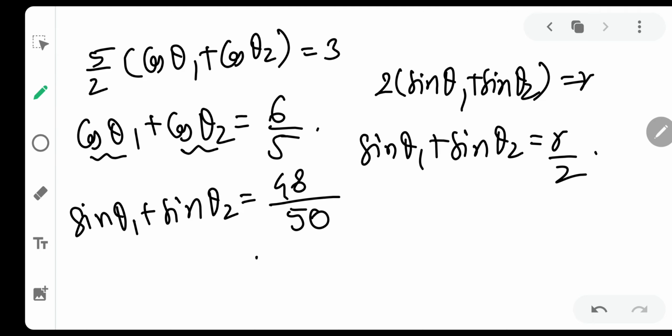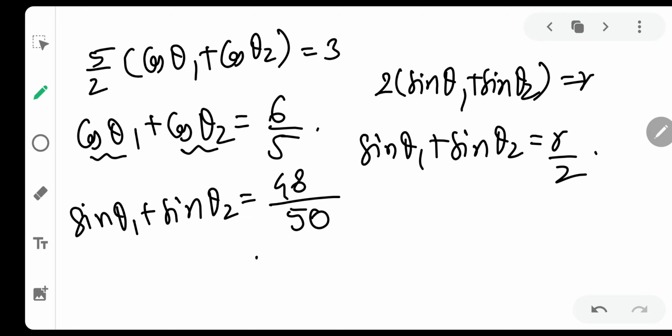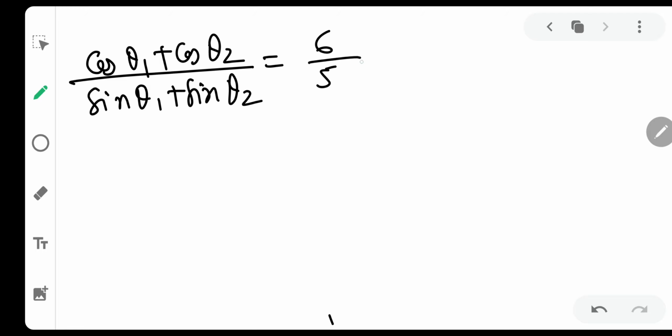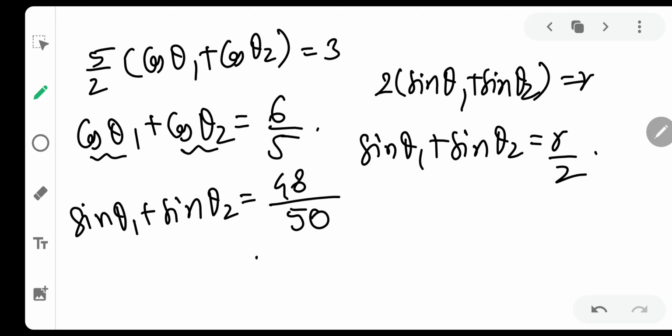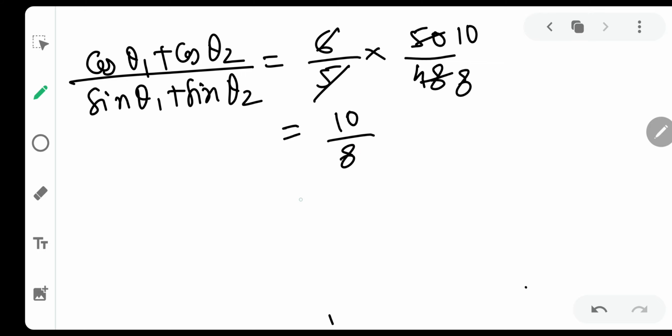So we have these two equations. What can be done with these two equations? Can we divide them? Yes, we can divide them. So let us divide: (cos theta 1 plus cos theta 2) upon (sin theta 1 plus sin theta 2) is equal to, what is cos theta 1 plus cos theta 2? 6 by 5. So 6 by 5 into sin theta 1 plus sin theta 2 is 48 by 50. So 48 by 50, right? So 5 10s are, 6 8s are. So that is coming out to be 10 by 8, which is 5 by 4, right?